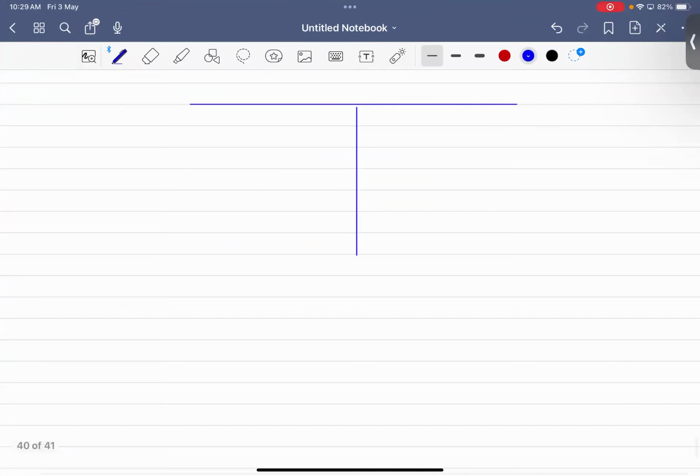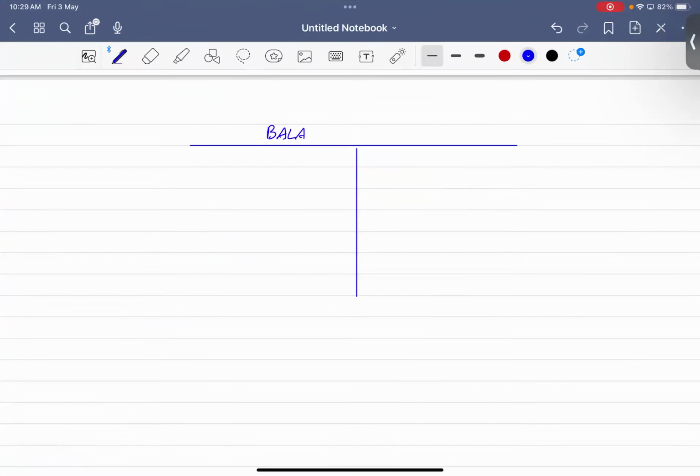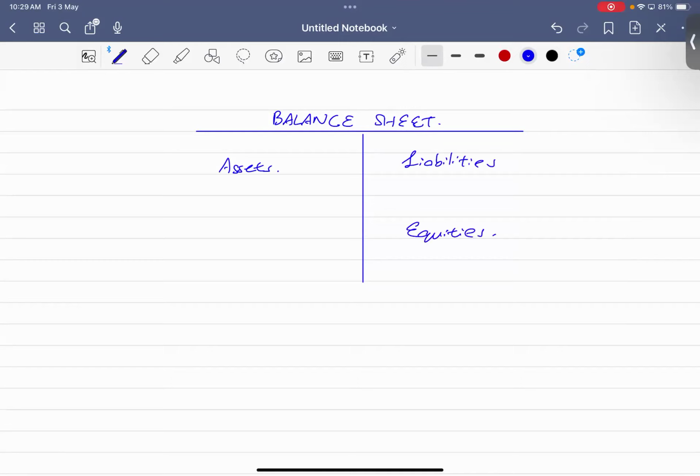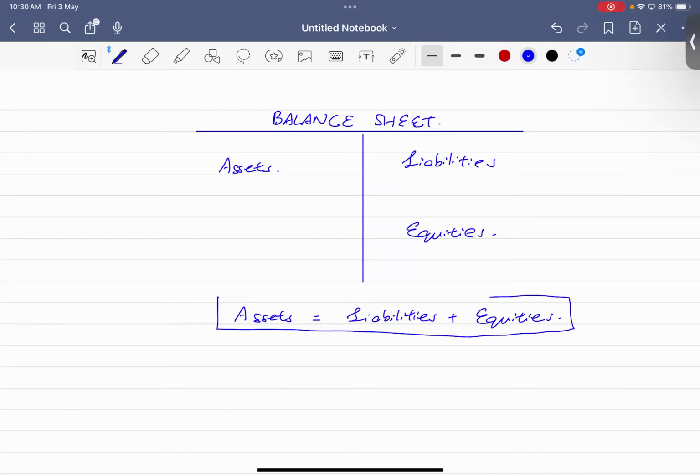Okay, so in your balance sheet, remember, we have two parts. On the left, we put in all the assets. We write assets on the left, and on the right, we have liabilities and equities. So this is why we can say that assets always equal liabilities plus equities. Okay, liabilities plus equity. So that's the formula, because both sides must be equivalent to each other.